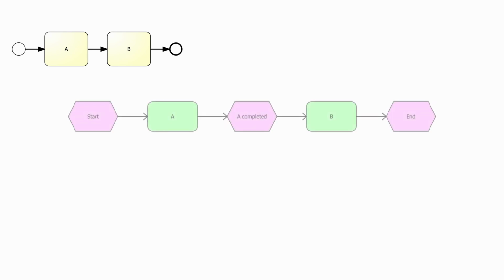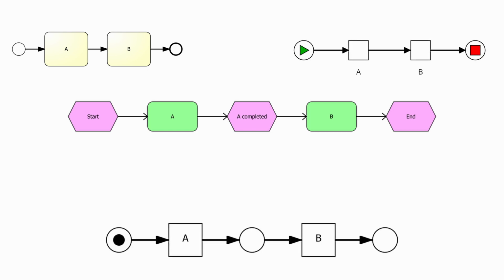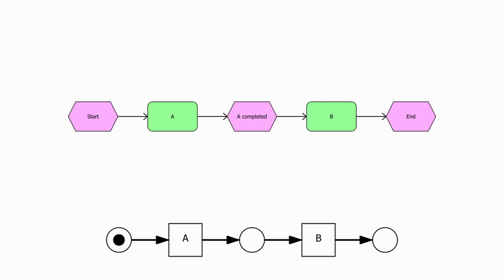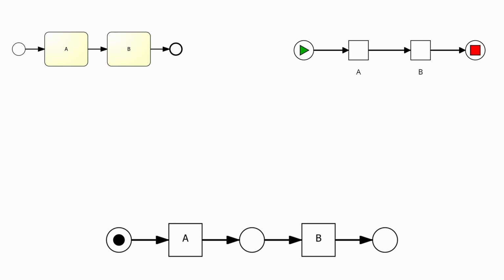Well, I thought that BPMN, event-driven process chains and YAWL were all based on Petri-Nets. On the slide, which I've made using Signavio, by the way, you can see a simple process consisting of tasks A and B in BPMN on the left, an event-driven process chain in the middle and YAWL on the right. The corresponding Petri-Net is at the bottom. In the event-driven process chain, you can see that hexagonal events correspond to circular Petri-Net places. In BPMN and YAWL, it is possible to omit places between two transitions or tasks.